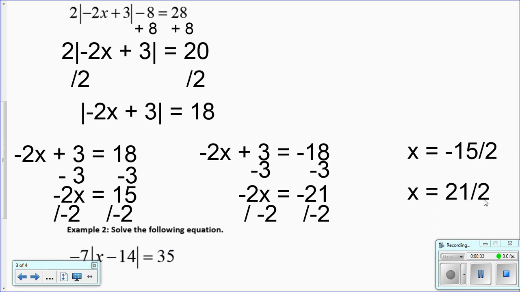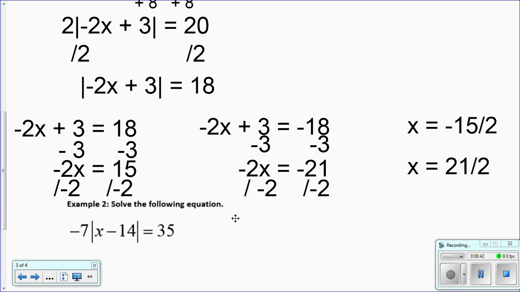If I was going to write this in set builder notation, I would write x such that x equals negative 15 over 2 and 21 over 2.